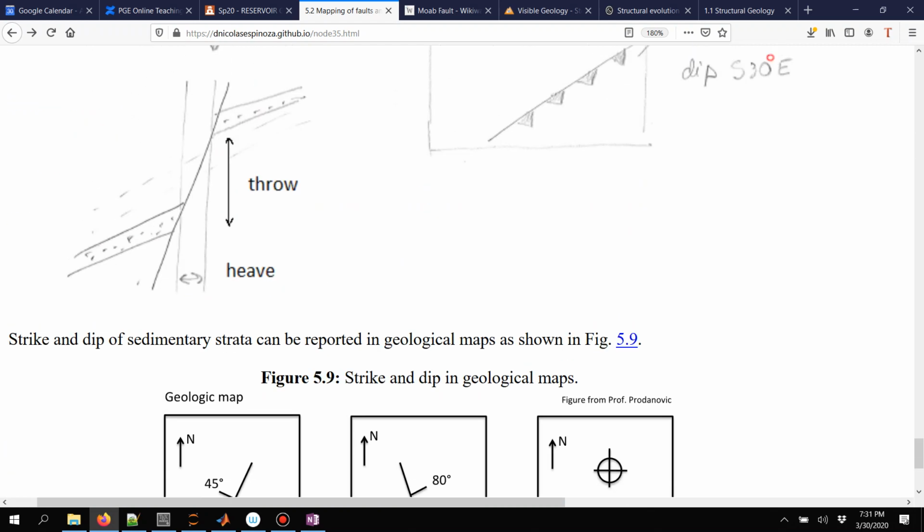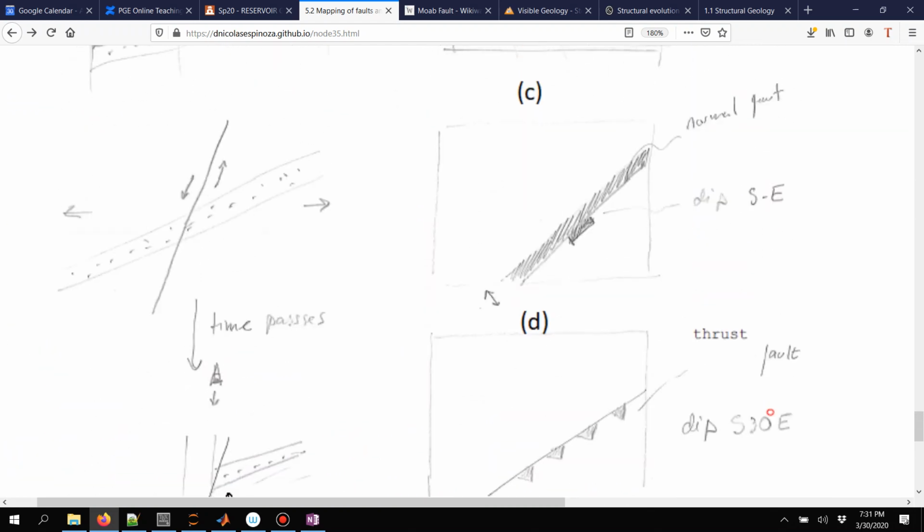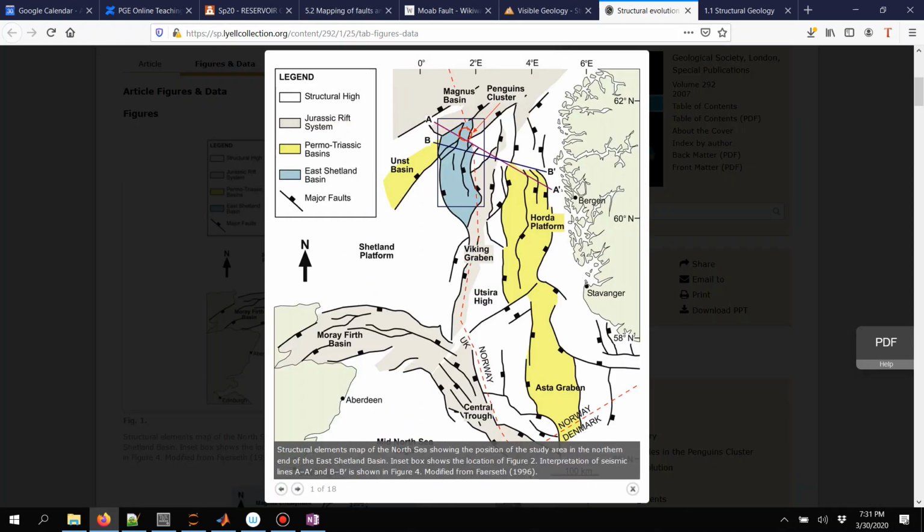So we're going to use these symbols. They're pretty easy to remember. We're also going to use some maps that use this convention, but it's not too complicated. Remember, all I want you to remember is that the direction of the line tells you what the strike is. The tick tells you in which direction that particular fault is dipping.